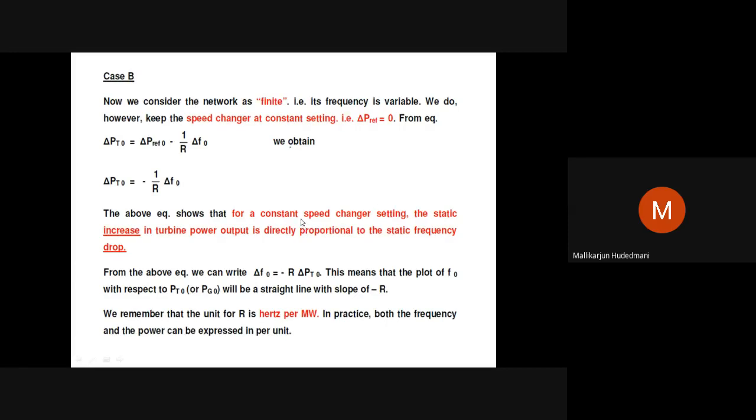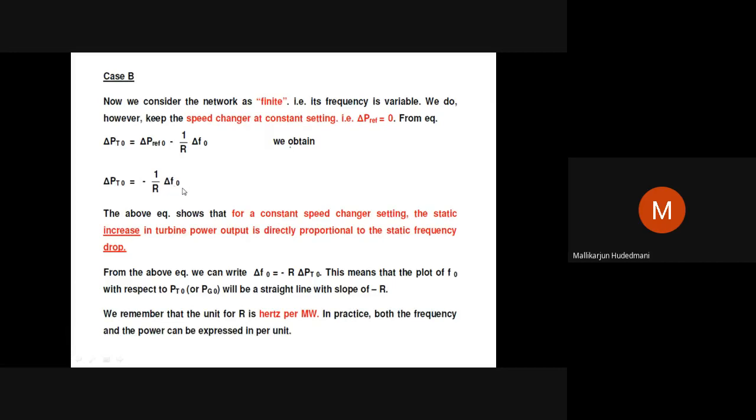Then, with constant speed setting, the static increase in turbine power, whatever the contingent increment or decrement of turbine power due to change in load, is directly proportional to the static frequency droop or drop. Whatever drop happened, that much is the correction you should apply at the turbine. It means the valve has to operate corresponding to the drop in frequency.